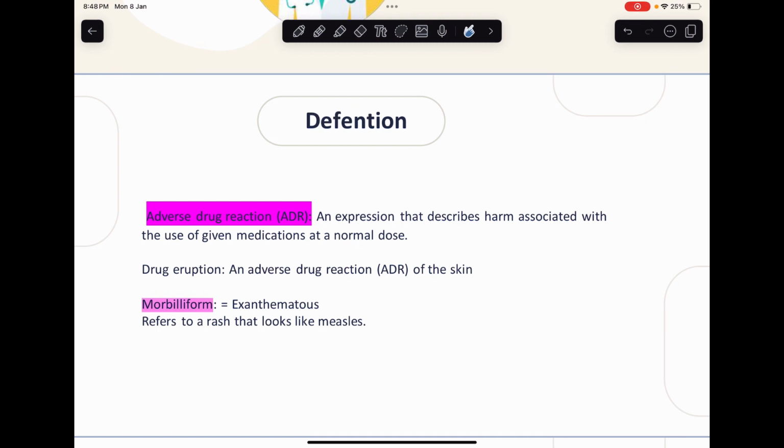We come to the second definition, which is drug eruption, which stands for adverse drug reaction of the skin. The last definition is morbilliform, which refers to a rash that looks like measles, so it will look like a generalized, symmetrical maculopapular rash, blanchable, and mainly involving the trunk.